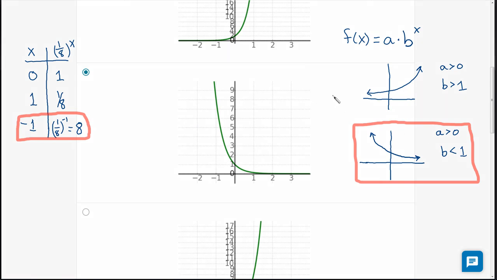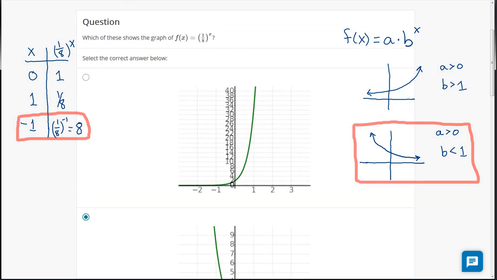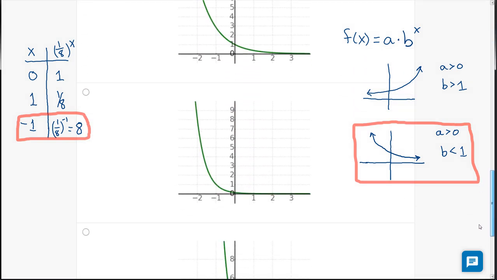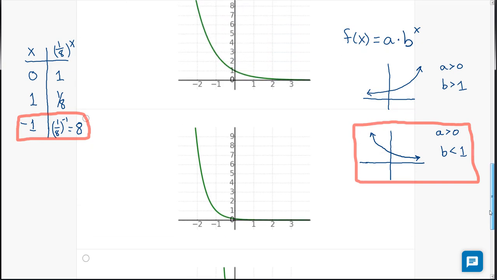So to summarize, how did we do that problem? First of all, we looked at the function and figured out whether it's going to be exponential growth or exponential decay. If the base is less than 1, it's going to be exponential decay, so we knew it had to look like this. Then we fine-tuned things by plugging in a few points, which allowed us to differentiate between all of the decay graphs that we saw.